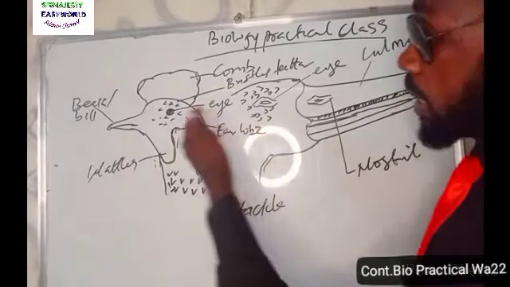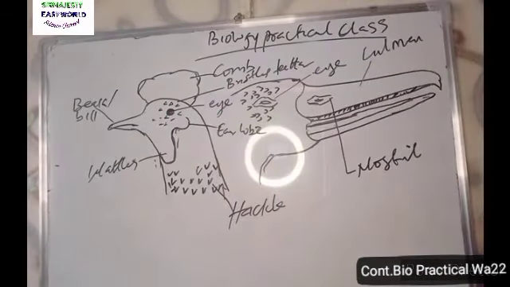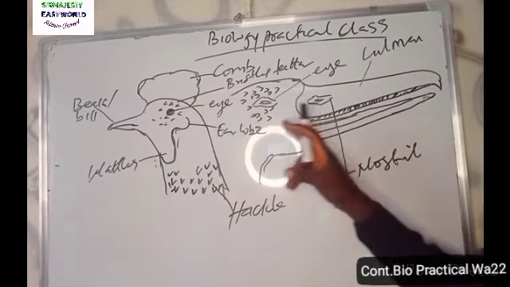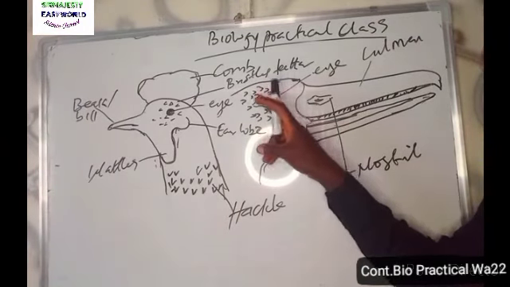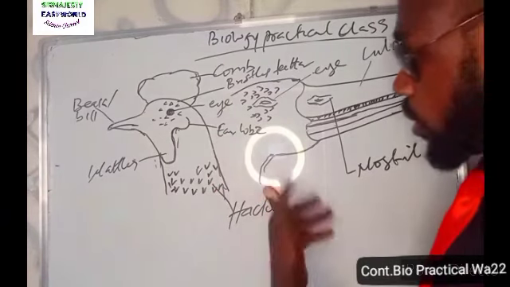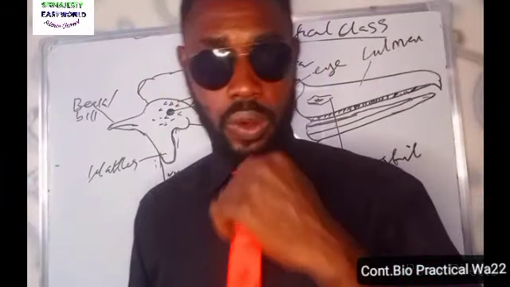Then presence of eye. We are talking about similarities, so look at the eye. These are the things: presence of beak or bill, presence of bristle feathers on the head, then presence of eye on both. Then what are the differences, which is the likely question that you might encounter?